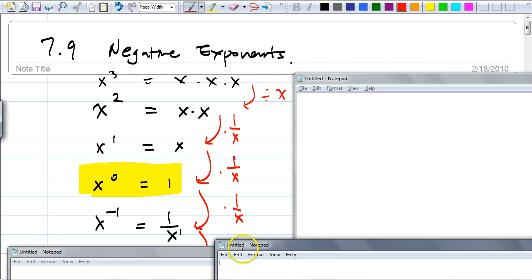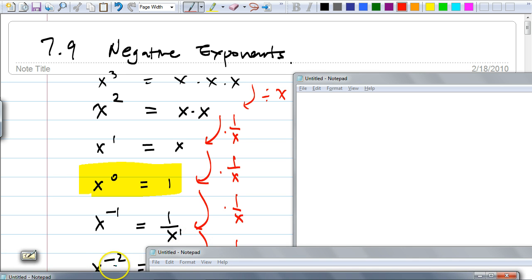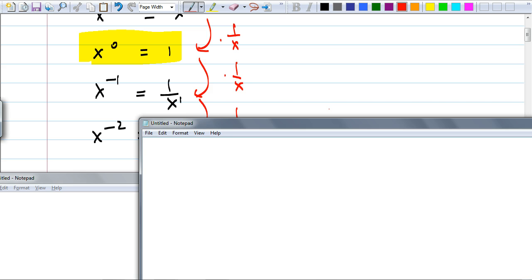Now, what would then x to the negative 2 get you? Okay, everybody go ahead and discuss with your group. I'll wait. Okay, what do you think? All right, so a lot of you guys, I think, have the right answer. What did your team come up with? Kevin?